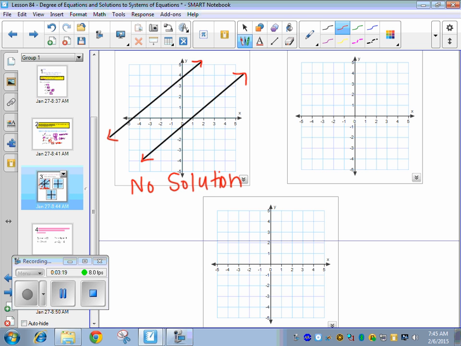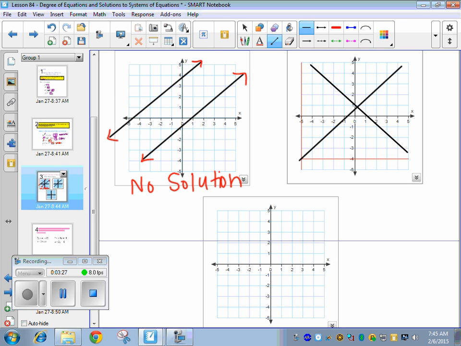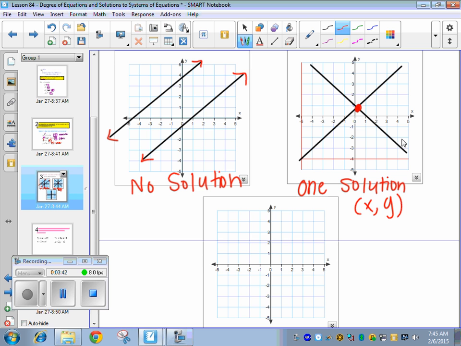Okay. What else can happen when we graph 2 lines? Yeah, that's what we mostly have seen, right? We graph a line, and then we graph another line, and then we find where they cross, okay? This one has 1 solution, and we label it with an XY coordinate.